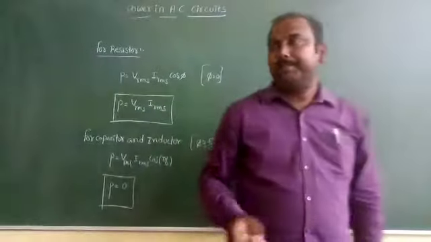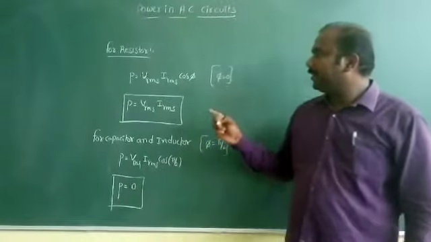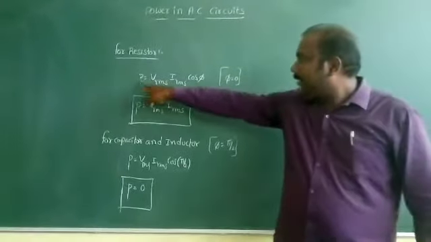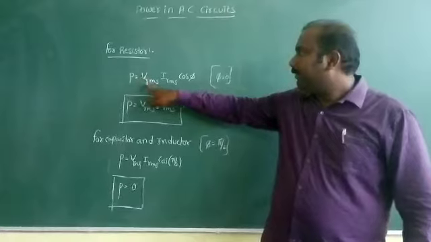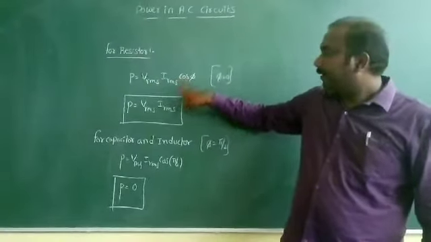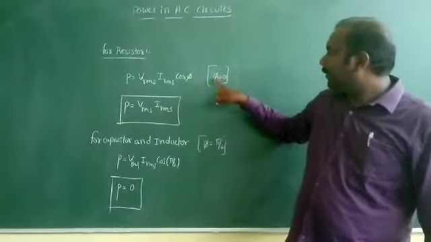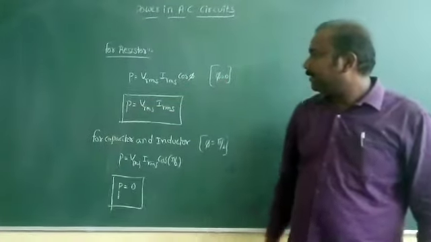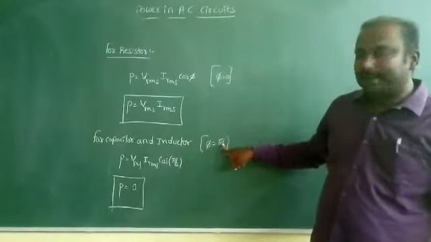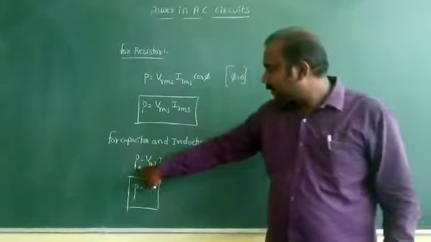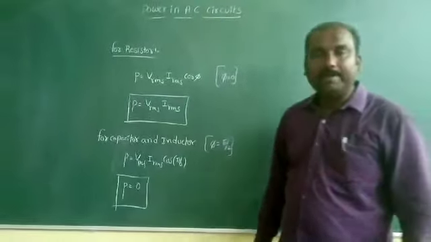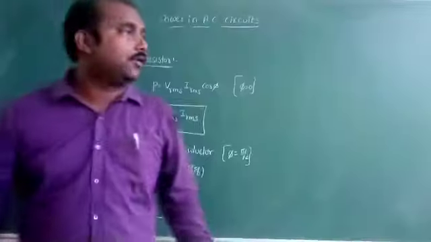Once again, the power in AC circuits is given by the equation P is equal to Vrms Irms cos phi. This P we call a true power, this Vrms Irms we call a virtual power, and cos phi we call a power factor. For a resistor, phi is equal to 0, then we get P is equal to Vrms into Irms. For a capacitor and inductor, the phase difference between voltage and current is 90. In such a case, P is equal to Vrms Irms into cos 90, then the power factor will be 0.